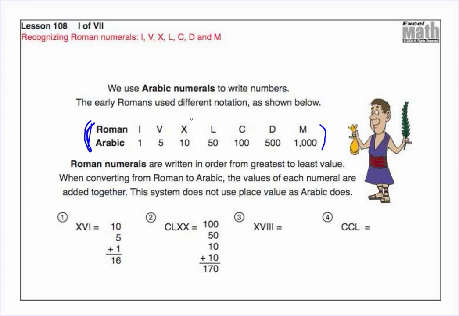an independent learner. It says we use Arabic numerals to write numbers. That's like this, 13, 27. Those are Arabic. The early Romans used different notation, as shown below. The number 1 in Arabic, the way we write it, was like an I.